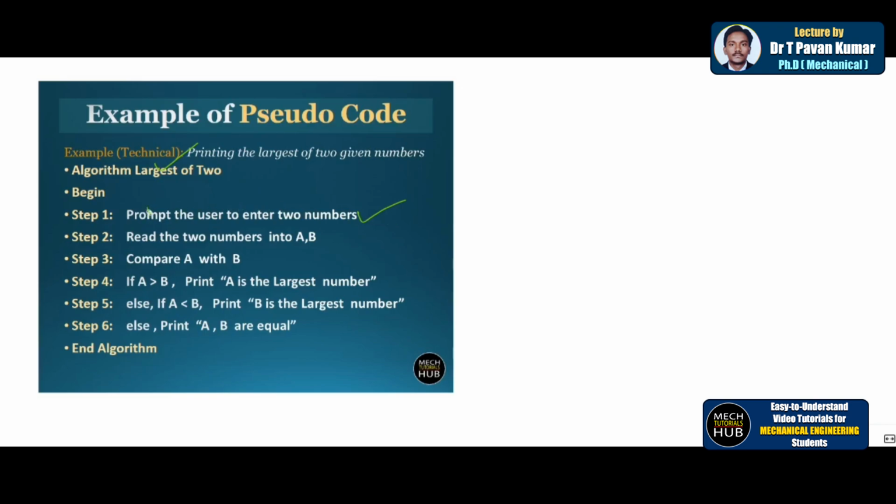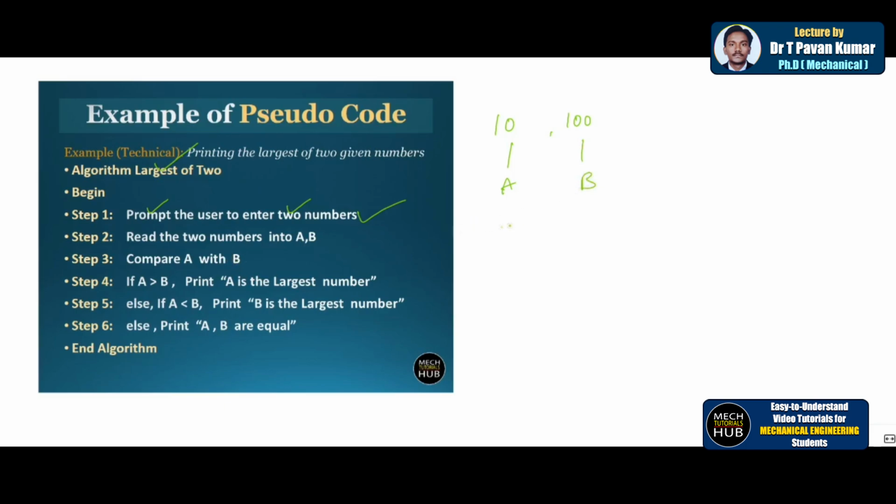Here we are prompting the user. For example, whoever is writing the program, we are prompting him to enter two numbers. Those two numbers are their wish. It might be 10, 100, or some other numbers. Okay, so read the two numbers into A and B. Whatever numbers we are entering, let us consider those two as A and B.